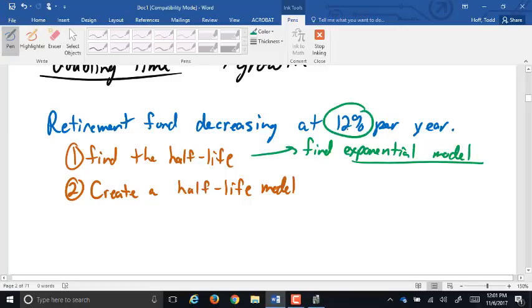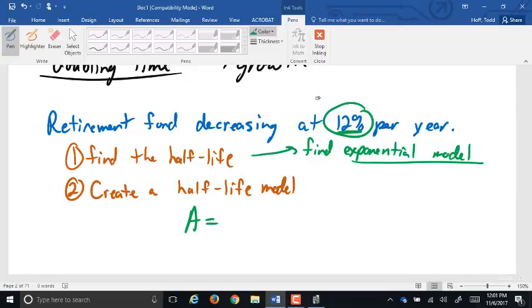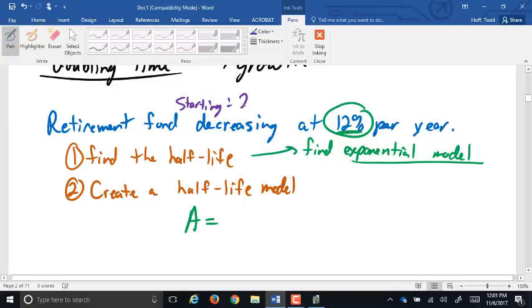It's an exponential model because I'm given a percent decrease every year. So what is that exponential model going to look like? Well, I need to tell you what the starting amount is, don't I? Let's say we're starting at $200,000. So our exponential model is going to be A equals the starting amount of 200,000 times what goes in our parentheses?